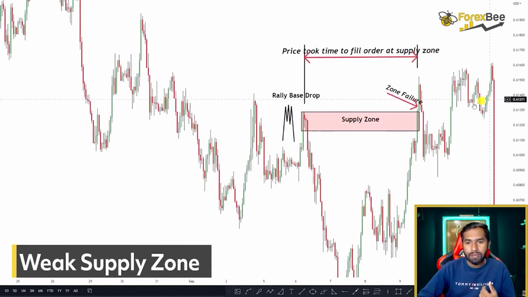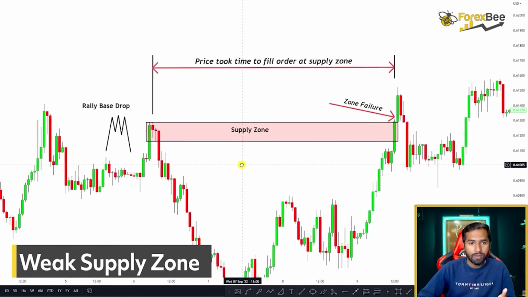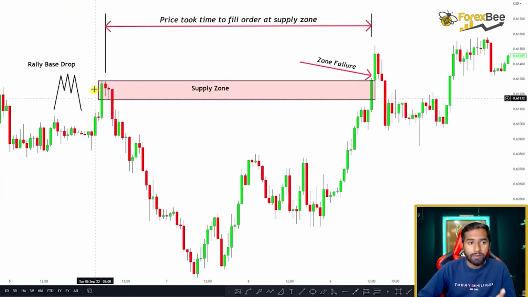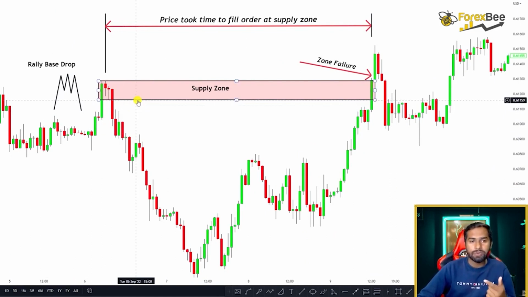Here we can see that there's this supply zone, and this is our rally base drop supply zone. So at this supply zone, the forecast is that the market will come back to pick the pending sell orders of the institutions, and then it will give a very impulsive bearish move. Now let's see what happens.